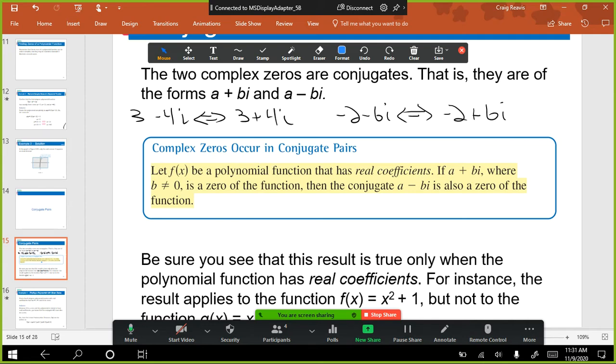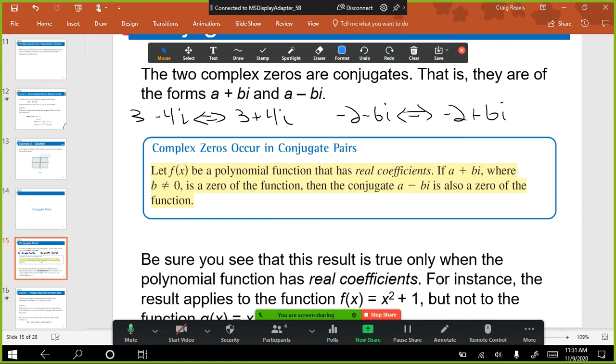What happens when I multiply conjugates back out is that they turn into a single number, because the middle two terms add to 0. The last term turns to i squared, which we change to a negative. So let f of x be a polynomial function that has real coefficients. We're talking about a polynomial that doesn't have i's anywhere within the polynomial.